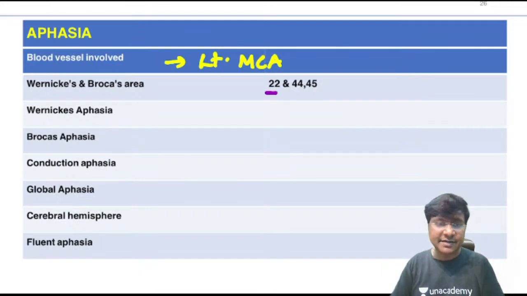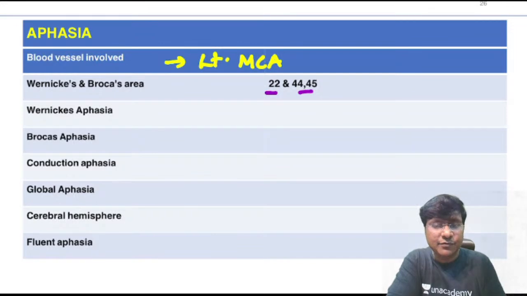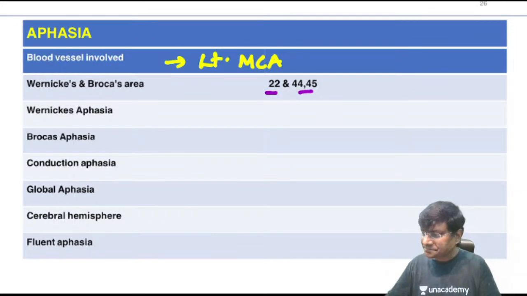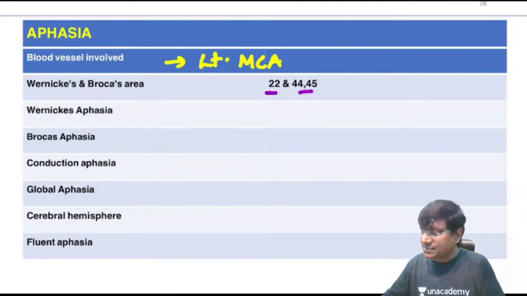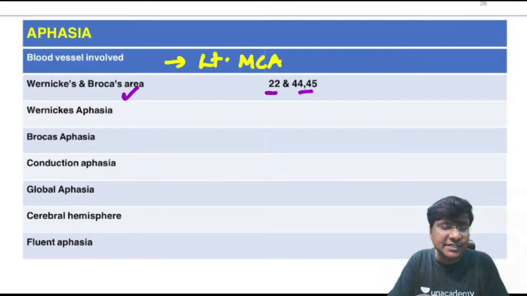Wernicke's area is area number 22, and Broca's area is present in area numbers 44 as well as 45. Where is Wernicke's area present? It is present in the posterior superior temporal lobe. Whereas where is Broca's area? It is present in the inferior frontal lobe. Okay, Wernicke's area, posterior superior temporal lobe, and inferior frontal lobe will be Broca's area.